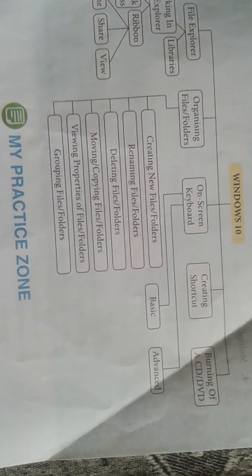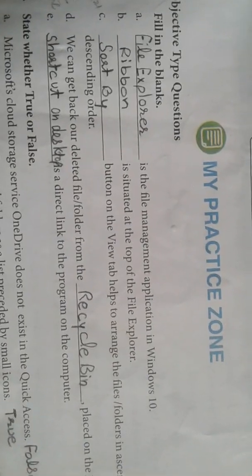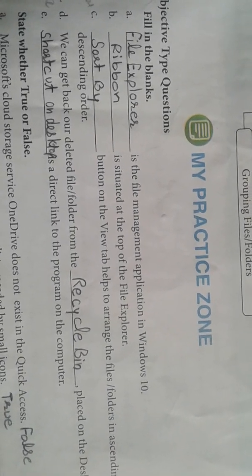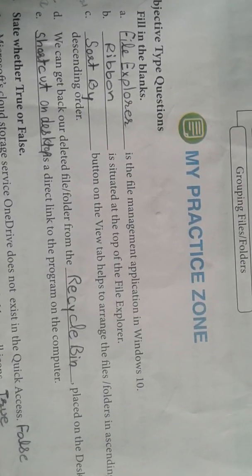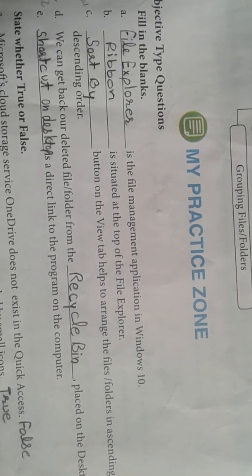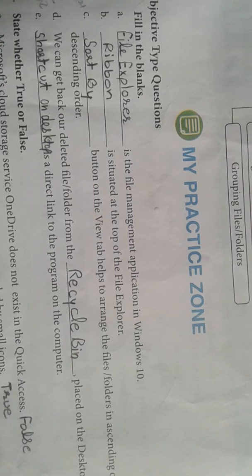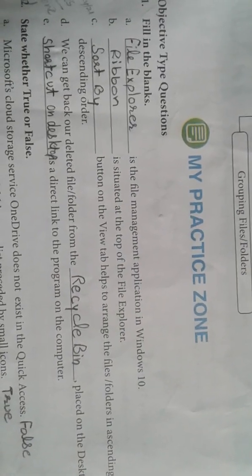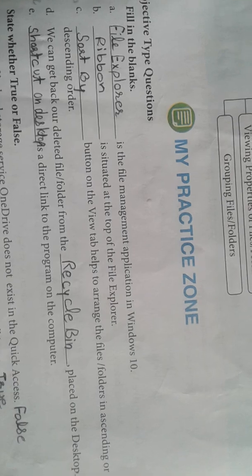so it's understood by you, right? I hope all of you have done the fill-ups of this chapter. The fill-ups are: First fill-up: File Explorer is the file management application in Windows 10. That one is called File Explorer. Then the next one, dash is situated at the top of the File Explorer. At the top of the File Explorer, which is situated, is the ribbon.